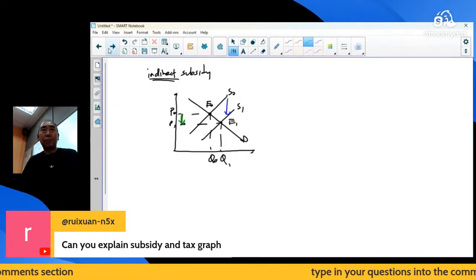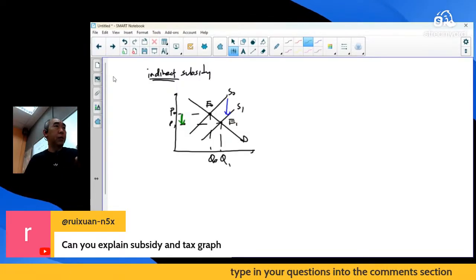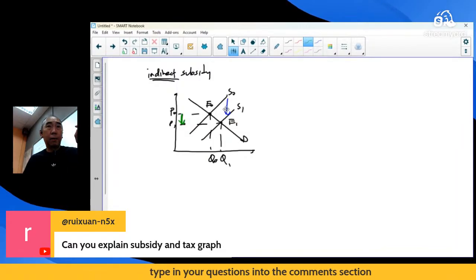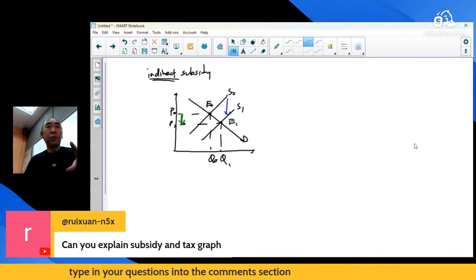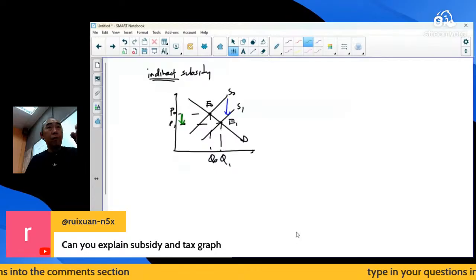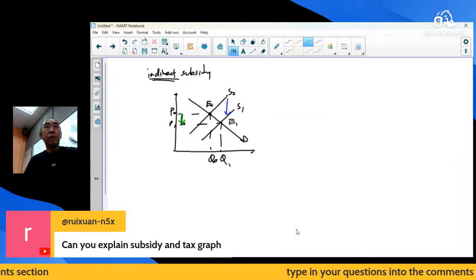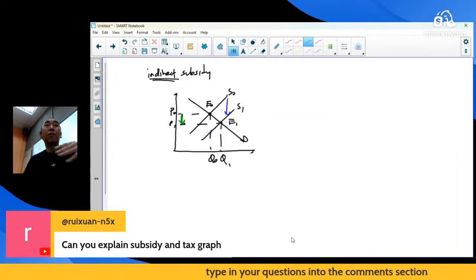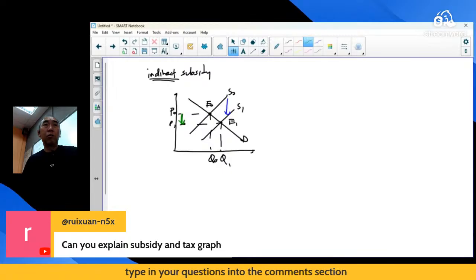Right, so Rachel, this is my answer to your question to explain the tax and subsidy graph. If it's not sufficient, please follow up with more specific questions. I'll continue to go into detail for you.